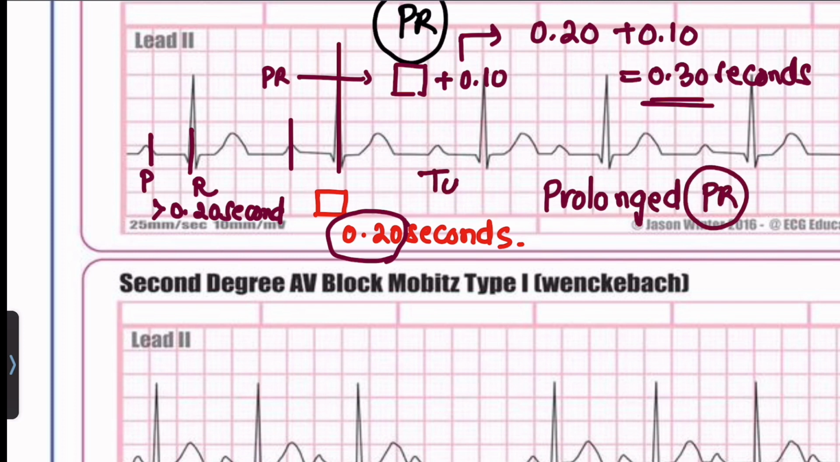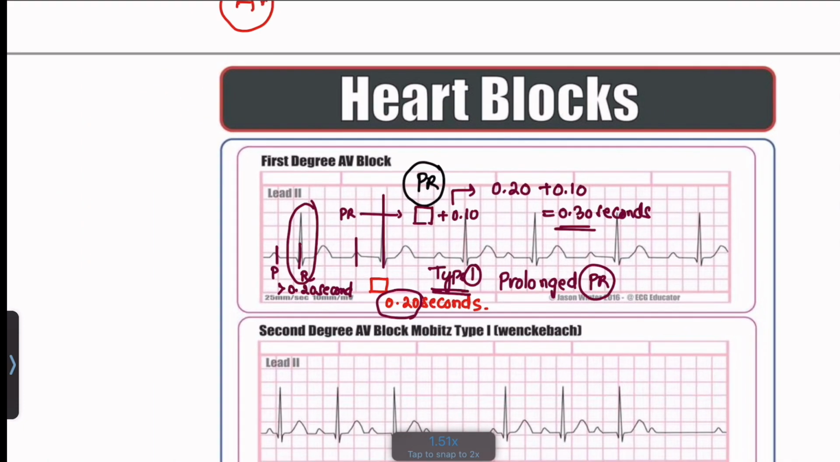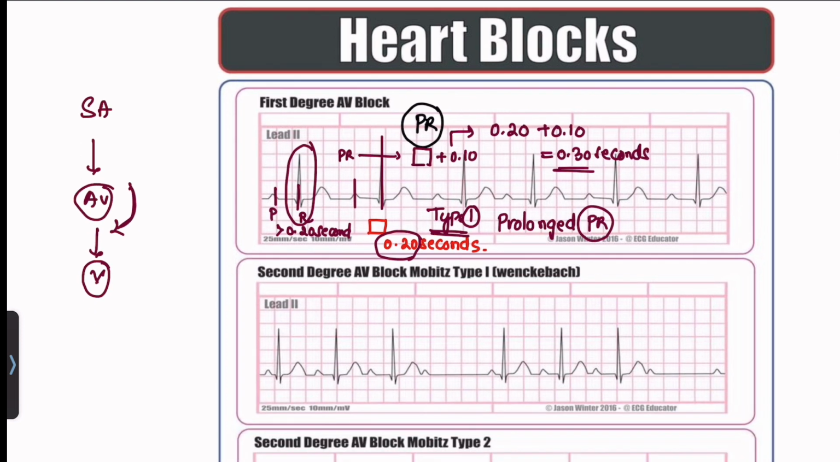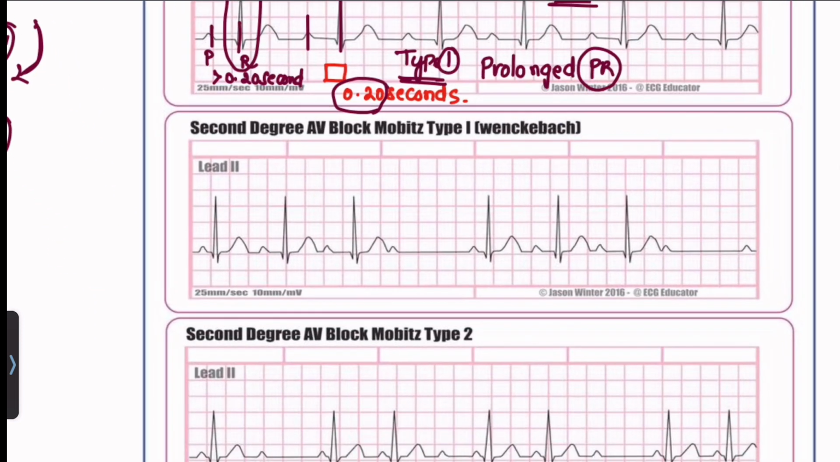This is type 1. One more significant finding in first degree block is there is no skipping of ventricular depolarization. All the impulses from the SA node through the AV node will be passed to the ventricle, but with some delay. There is no blockage of impulse. All the impulses will travel to the ventricle with some delay. That is the PR interval delay.